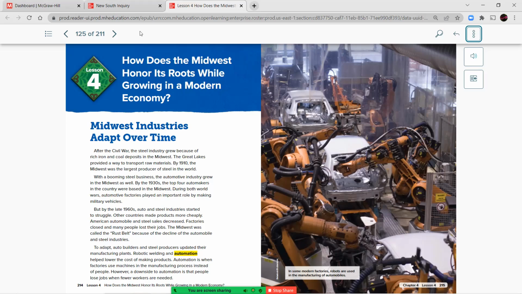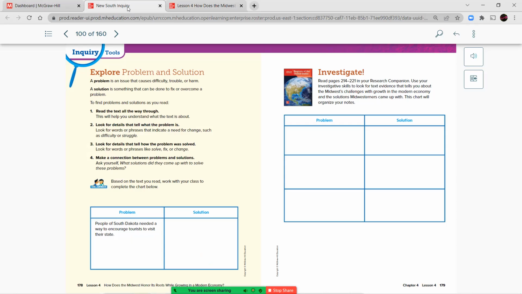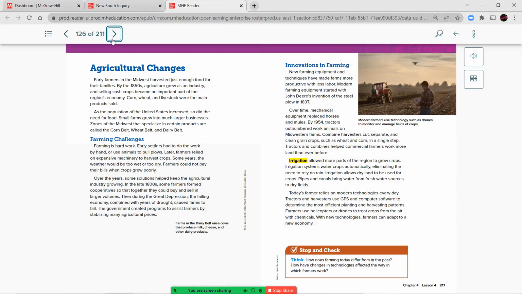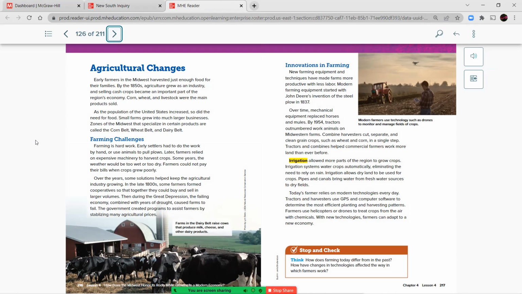So if we jump back to our graphic organizer, in the first problem, we can put in that the auto and steel industry was struggling because other countries were making products cheaper. And the solution that they came up with was that Midwestern industries added new technology and automation to help lower their costs. So that'll take care of your first section here. Let's go ahead and jump in to our next pages on agricultural change.